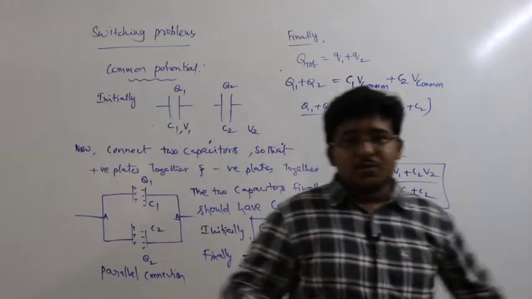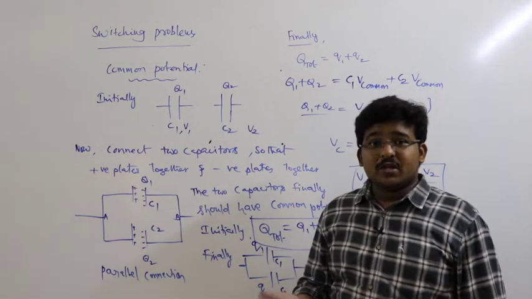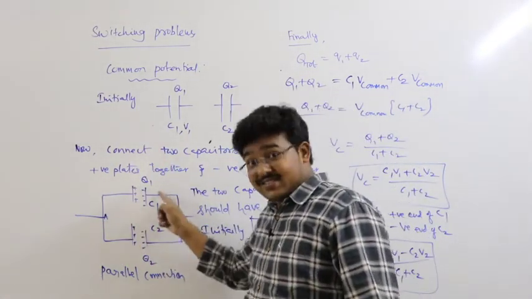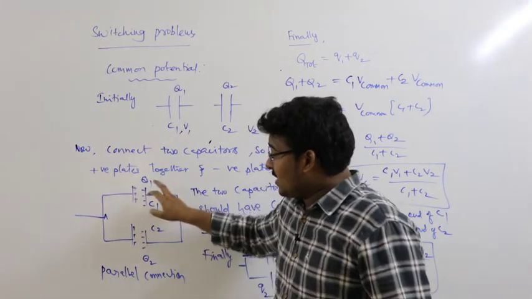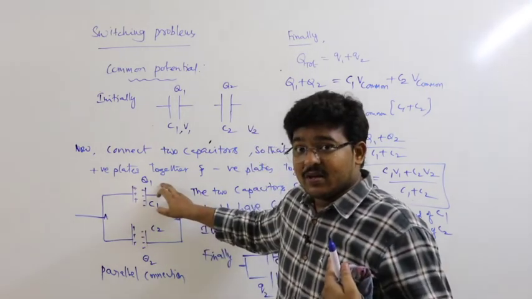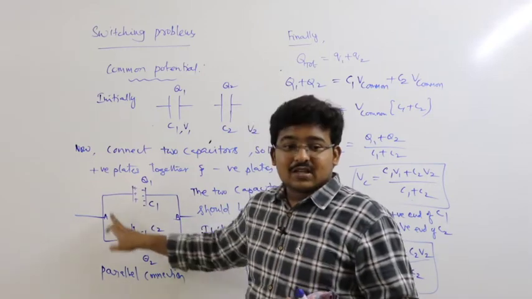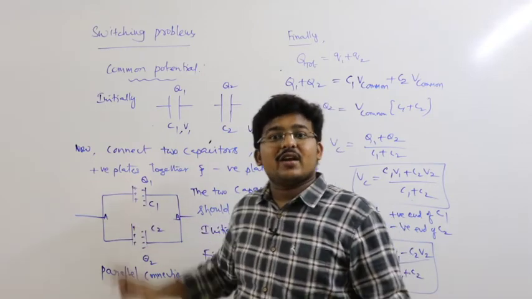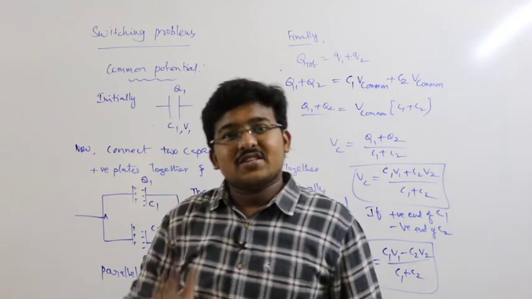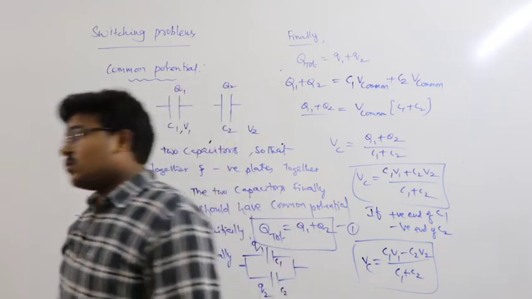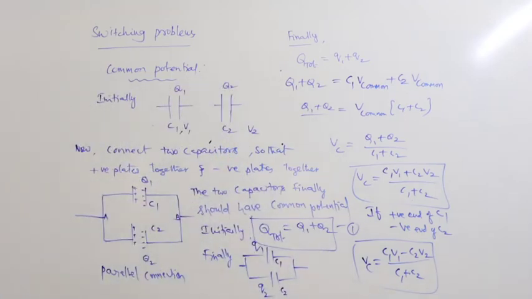Now in this case, charges will be distributed. While charge is distributing, some charge is passing through the connecting wires. Initially I had 100 coulombs, but now I got 150, 50 more. That means some charge is passing through the wires, and some energy will be wasted, in the form of heat or something. So now I am going to find out the loss of energy in this situation.